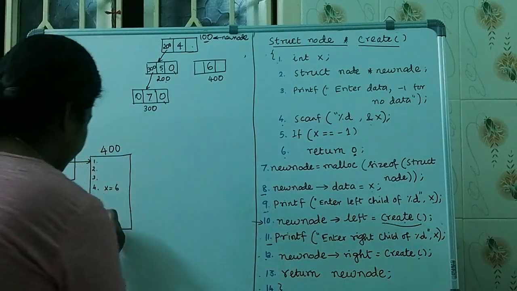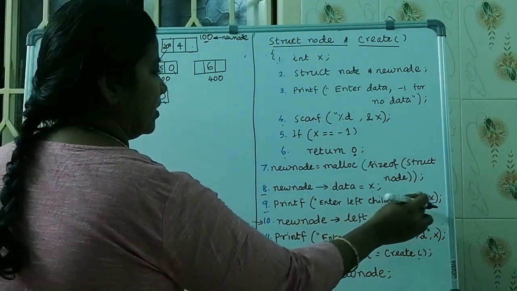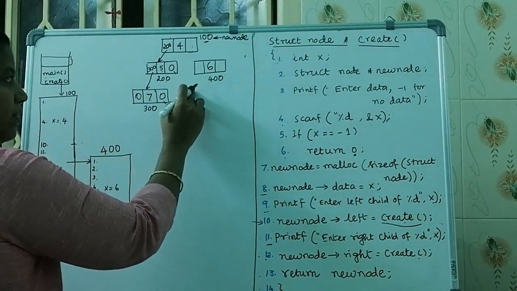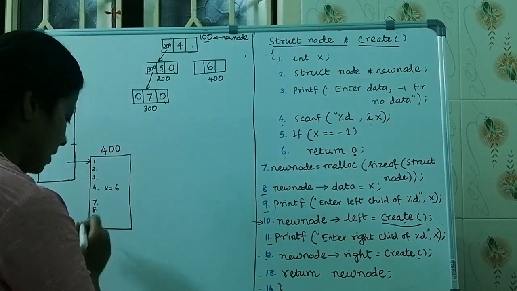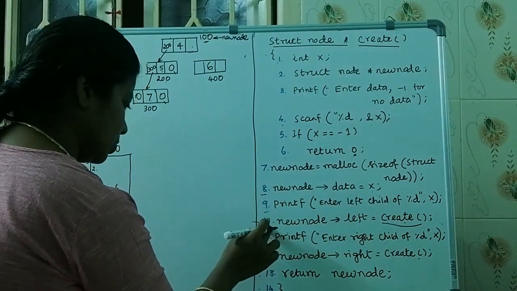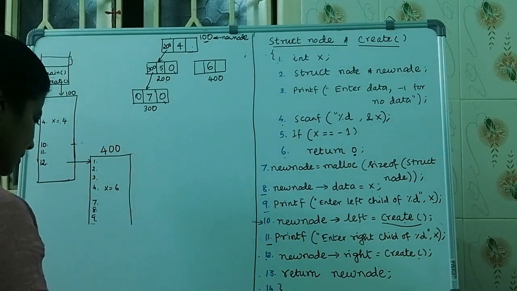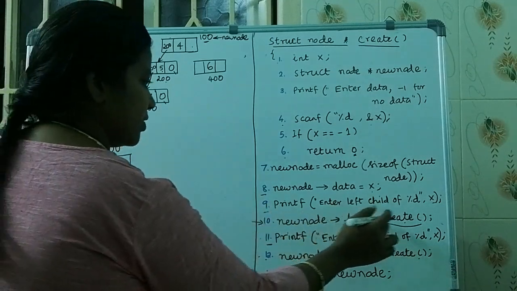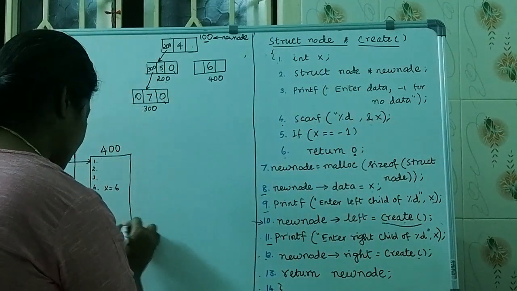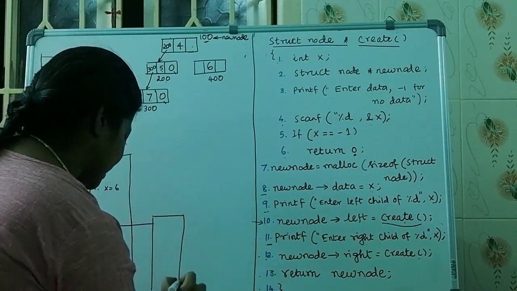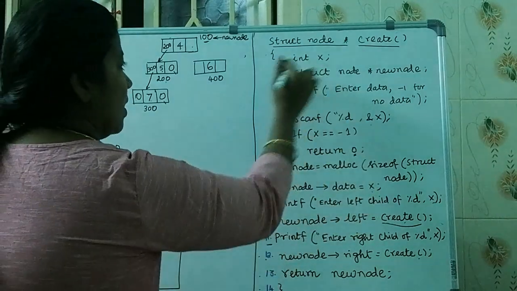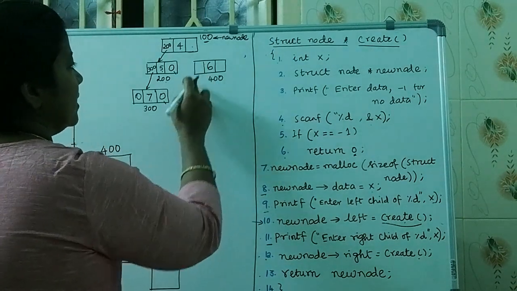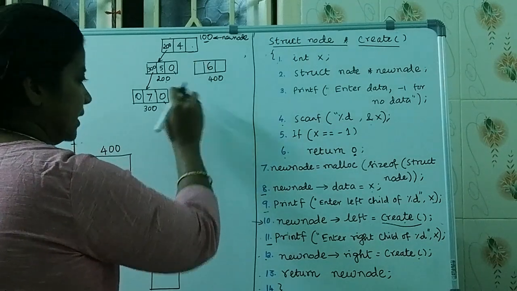Fine. Now line number 9, enter the left child of x. What is x here? 6. It asks, enter the left child of 6, prints it, and then goes to the next line, which is line number 10. Line number 10 gets executed and calls create, so another stack frame gets created. Now line number 1 gets executed, 2, 3, and then 4. Now I don't want to insert any left child for the node 6.